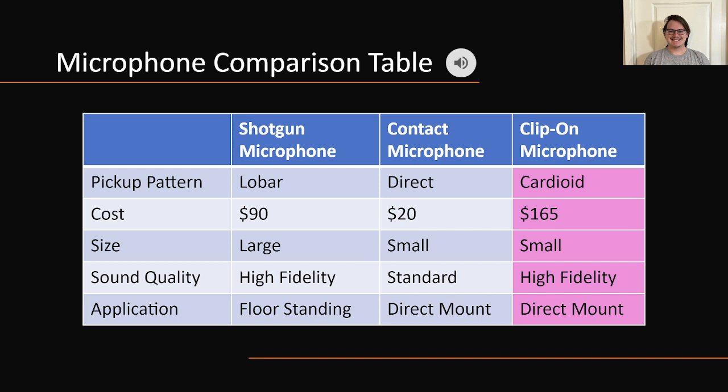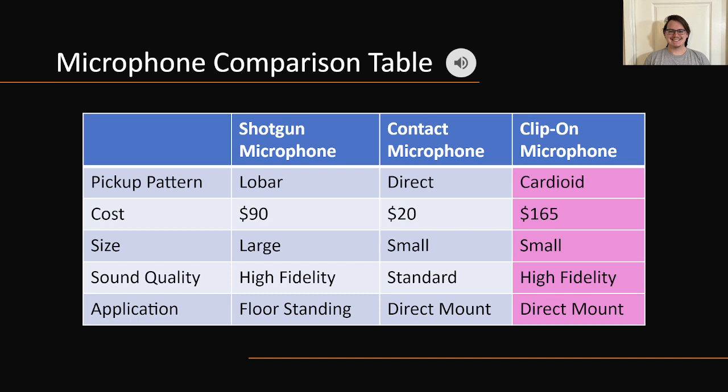First we have the shotgun microphone, which has a low bar pickup pattern. This polar pattern is very direct and picks up audio in only the direction that the microphone is facing. The shotgun microphone is the middle of the pack in terms of cost. However, it is quite large and can only be mounted on a floor stand.